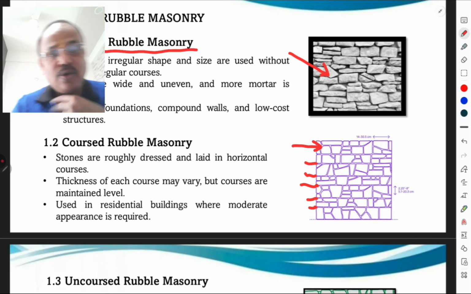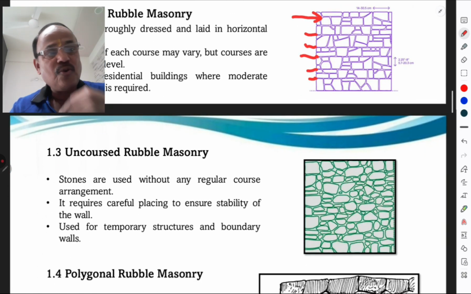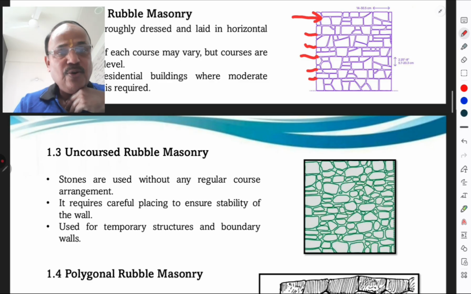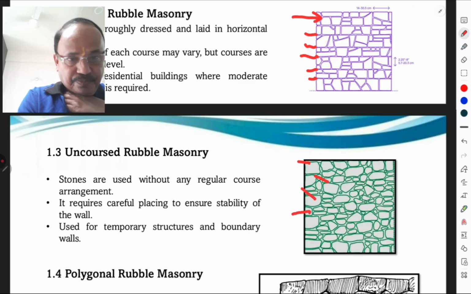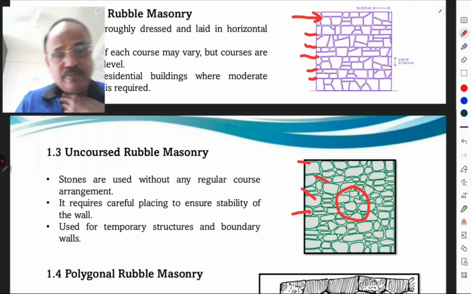These courses are horizontal. Then uncoursed rubble masonry. Stones are used without any regular course arrangement. It requires careful placing to ensure the stability of the wall. Used for temporary structures and boundary walls. So here the courses are not defined. This one or this one, and all the irregular arrangement of courses is there.